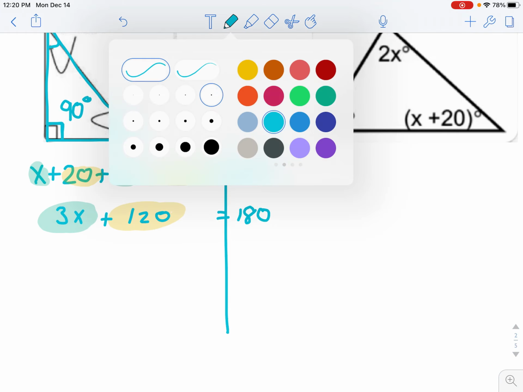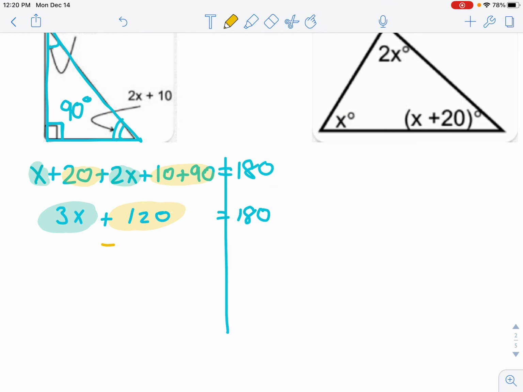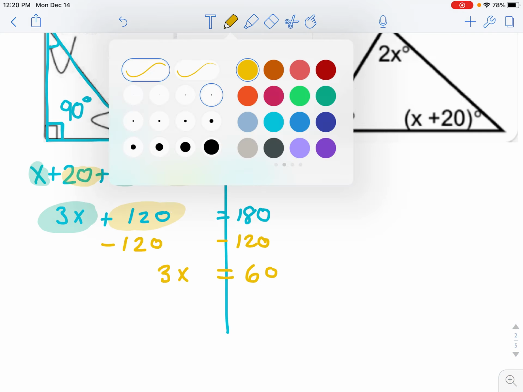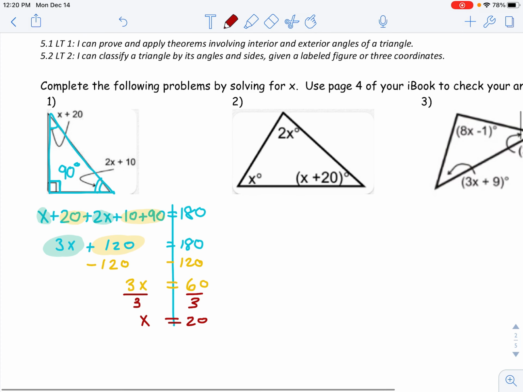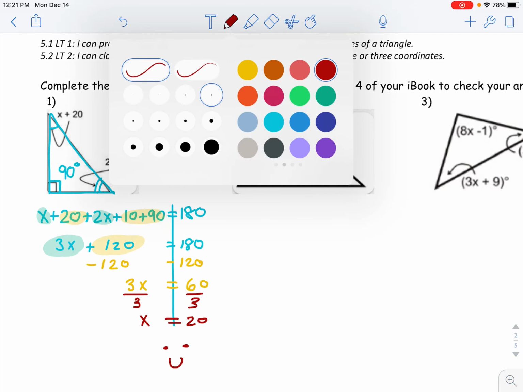Since I simplified this left-hand side, now I can start to get x by itself by doing the reverse order of operations. So I'm going to get 3x equals 60. And again, it's 3 times x. So how do I undo multiplication? Well, of course, that's division. And I get x equals 20. Smiley face.